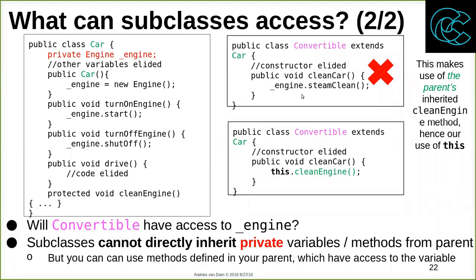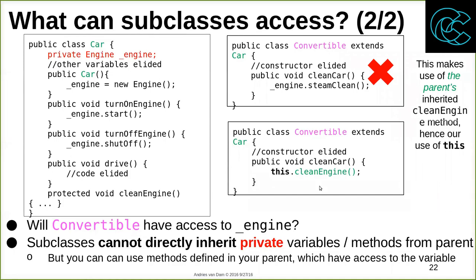So the problem with this piece of code is it's trying to access the private instance variable of the superclass, which is not possible. So instead, you should do something like this. You have a cleanCar method, which is specific to Convertible, but you can simply call cleanEngine. In this case, you can use the this keyword. This refers to the current object, whatever object has called this particular method. So you can use this and then make the call to the method that is in the superclass.